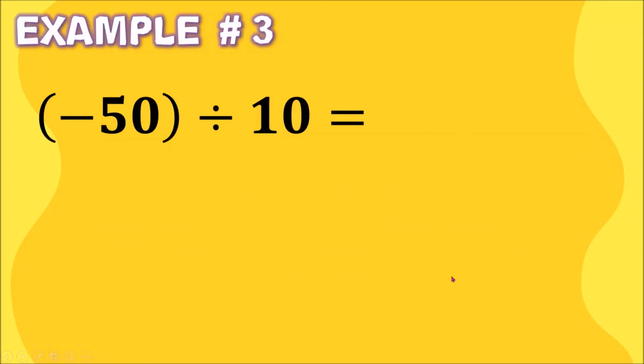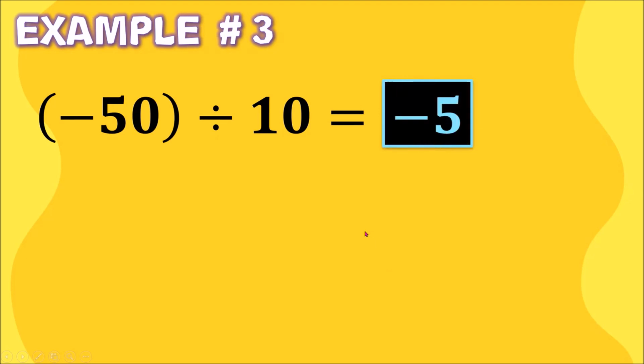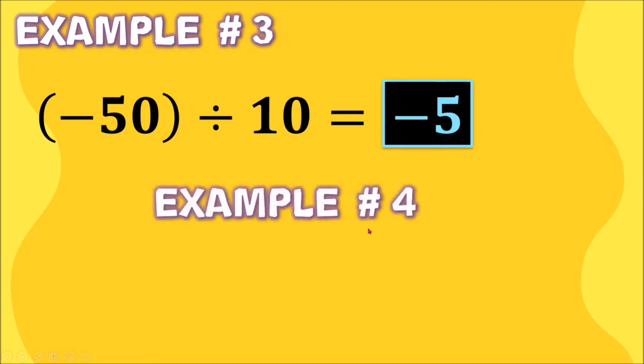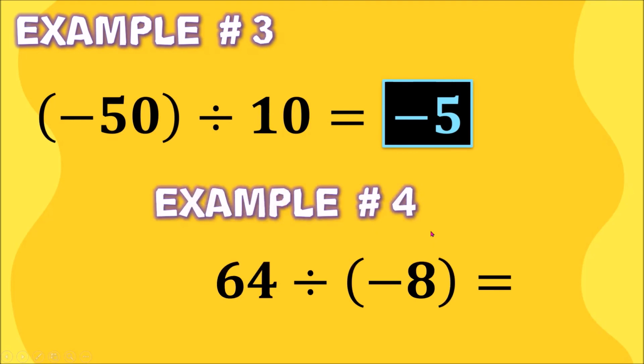Example. We have negative 50 divided by 10. They have different signs, so negative. So 50 divided by 10, we have 5. So the answer will be negative 5. Example number 4. 64 divided by negative 8. They have different signs, so that's why this is negative. And then 64 divided by 8, we have negative 8.